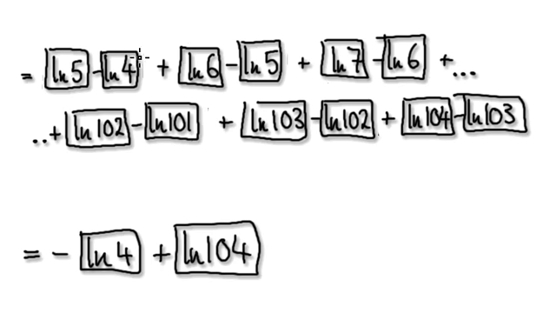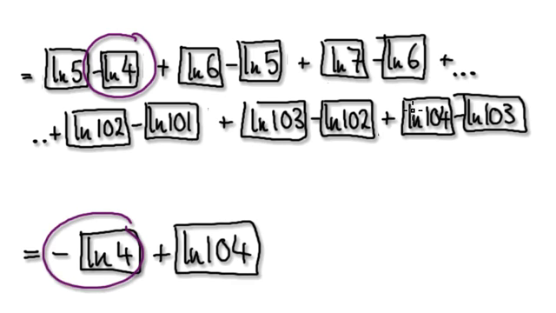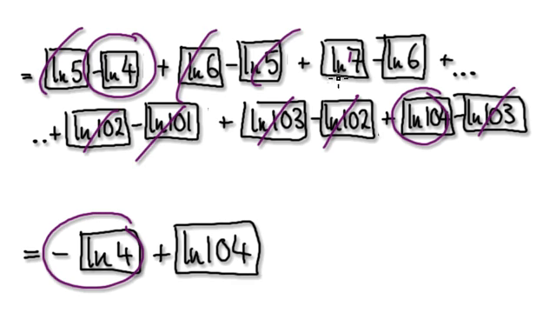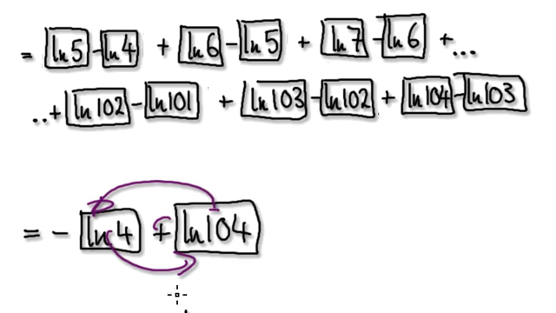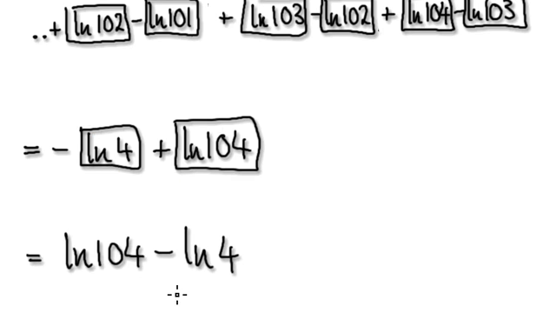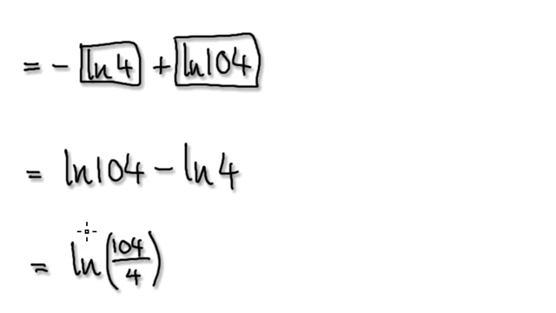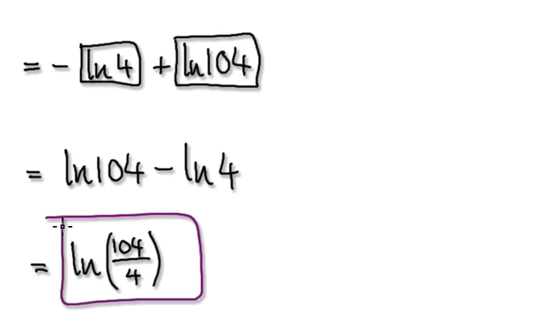So overall, it will become this. Don't forget, this is a negative natural log of 4. The only block that's left here is this one. Everything will cancel out, leaving you these 2 blocks. Switch these 2 around so it looks neater. So it becomes this, and then it will become this. So this here is your final answer.